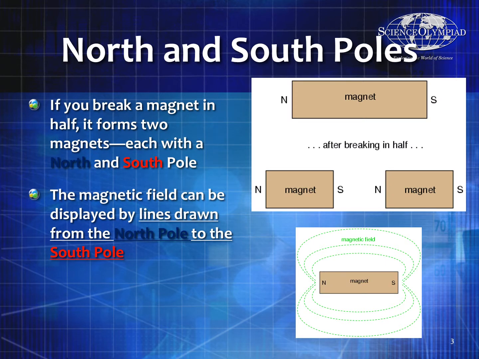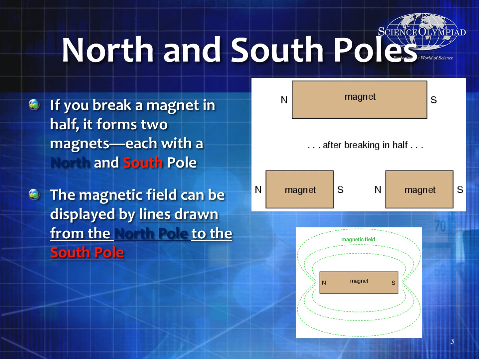So we're going to follow our normal agenda today. Let's talk about what north and south poles are. We talked about this previously, a couple of practices ago. If you break a magnet in two, it forms two magnets, each with a north and south pole. The north and south poles are the same or similar to the positive and negative charges for electric fields. When you break a magnet in half, it forms two other magnets, both with a north and a south pole.